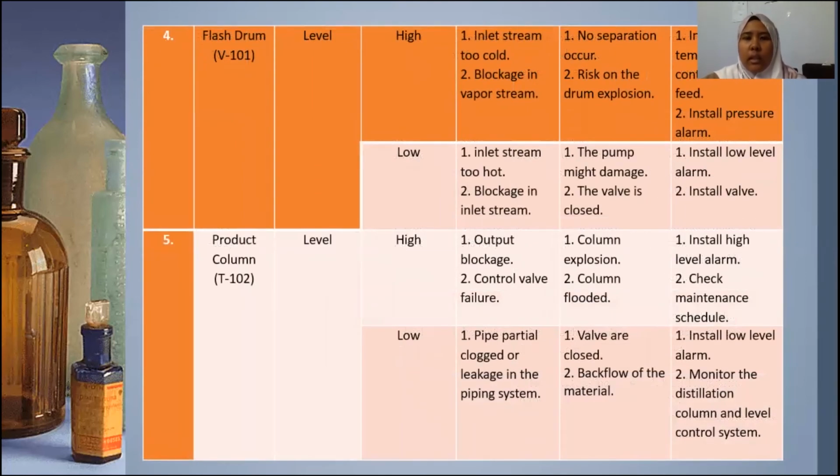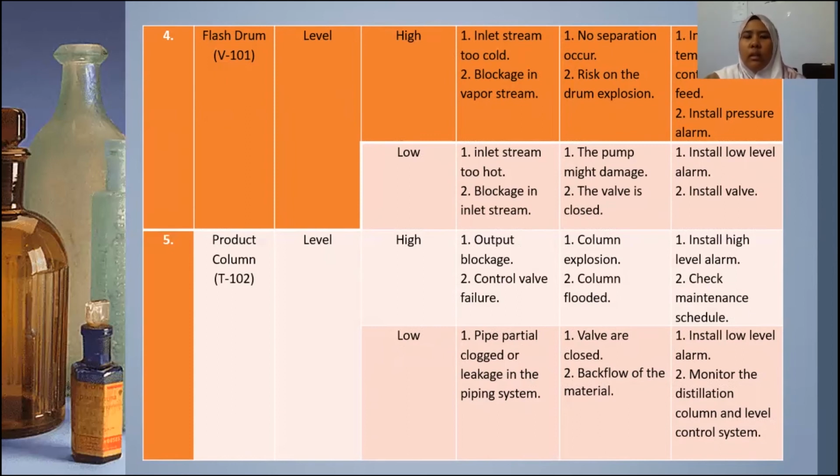For the fault study nodes, it is flash drum V101. For its process parameter, it is level. For high level, it can cause two-phase flow in the inlet stream and also a blockage in the vapor stream. So the consequences are there will be no explosion occur, and also there will be risk of drum explosion. So what we should do is install the temperature controller at the feed, and also install the pressure alarm.